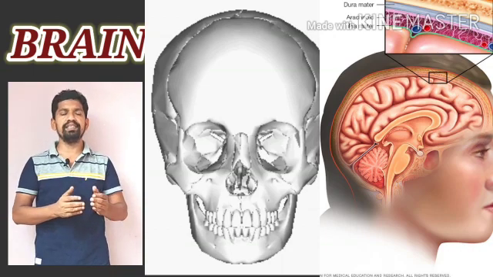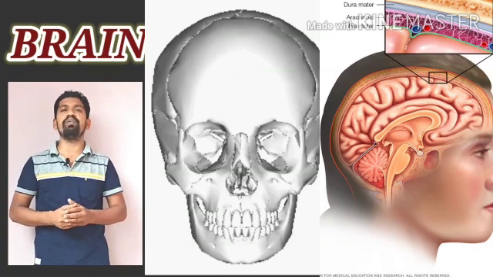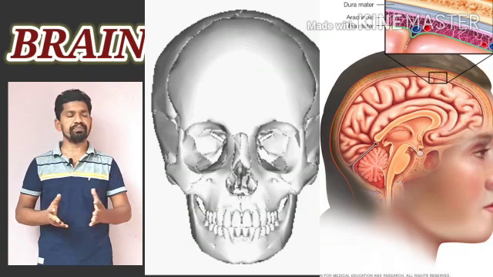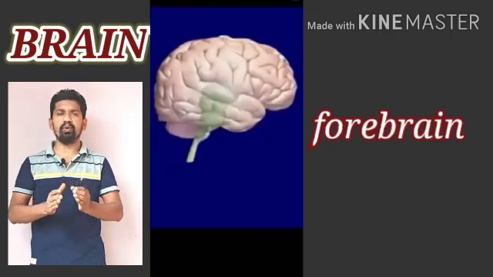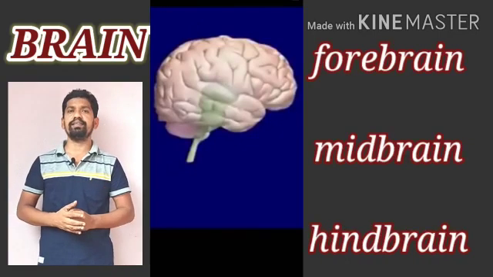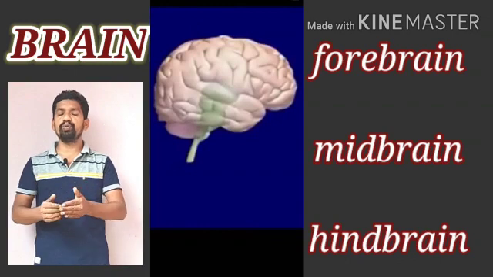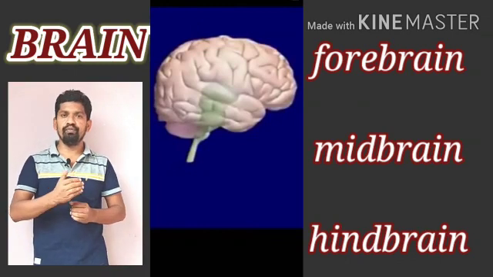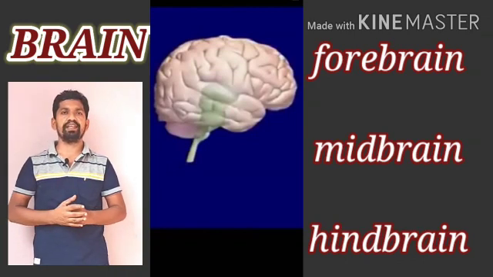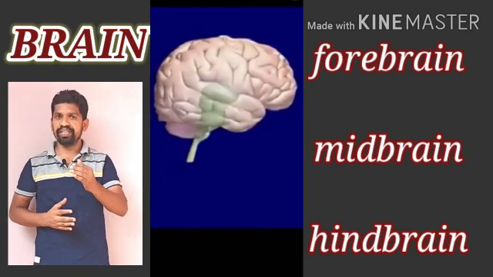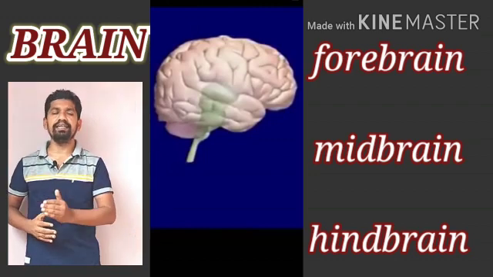So here a bony cage, cranium or skull, and meninges collectively give 24/7 protection to the brain. And as we know, the brain is the highest part for the control and coordination in our body. For the sake of convenience, the brain is divided into three parts. They are forebrain, midbrain and hindbrain.